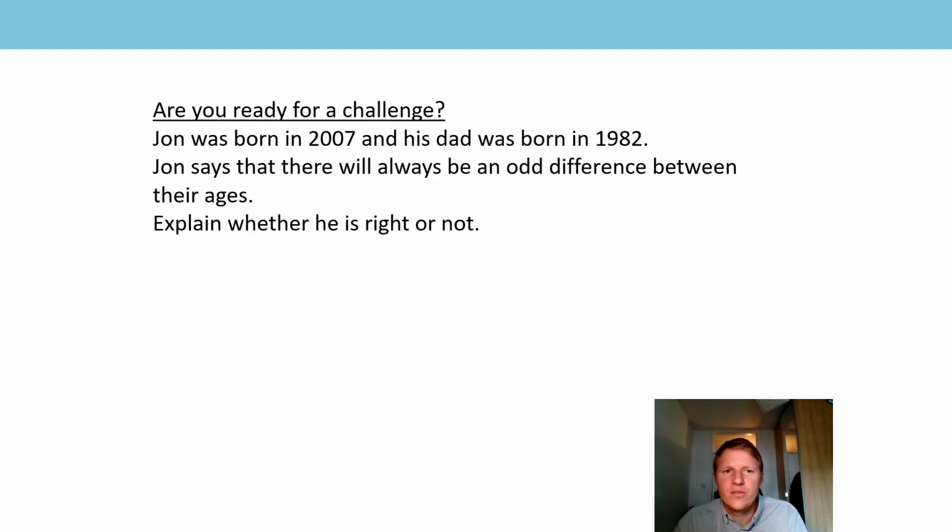And a challenge for you. Here's a kind of question which I normally get in a pickle with. John was born in 2007 and his dad was born in 1982. John says that there will always be an odd difference between their ages. Explain whether he is right or not.